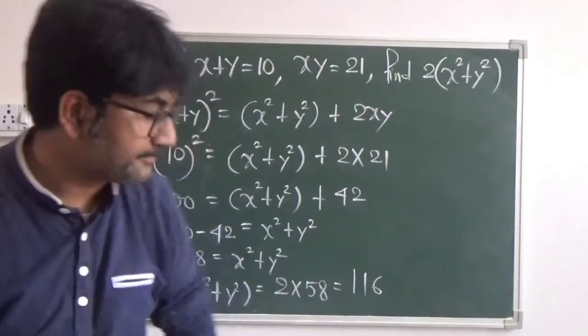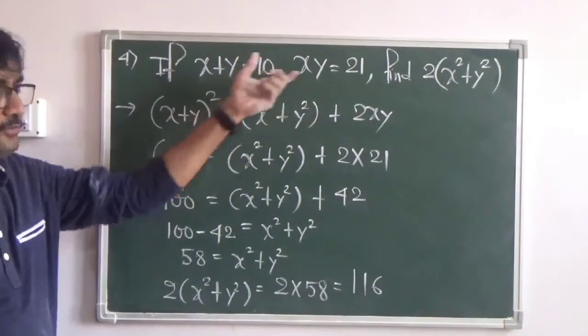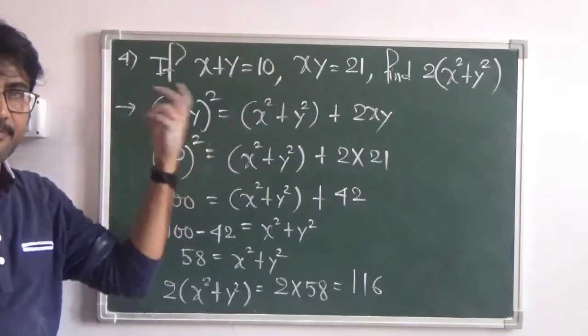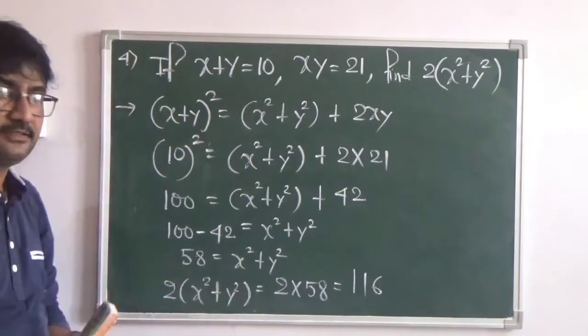So next question. Simple, the same thing. You need to identify which particular identity is to be applied here, and apply it and you get the result, right?